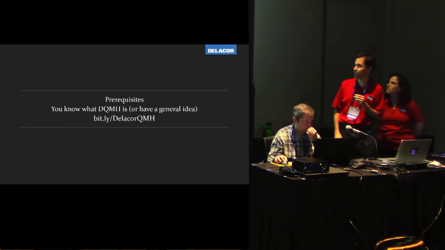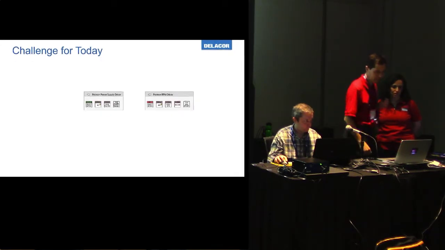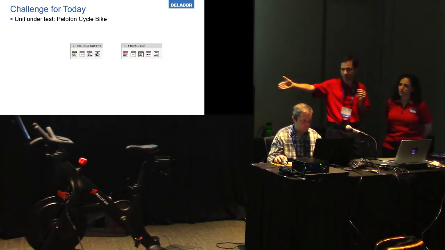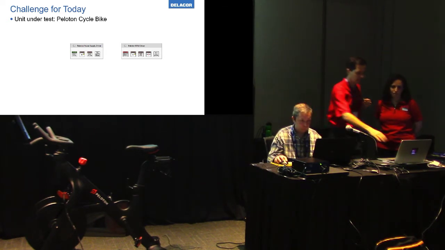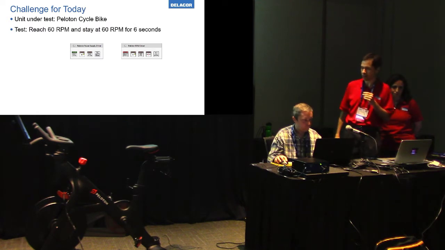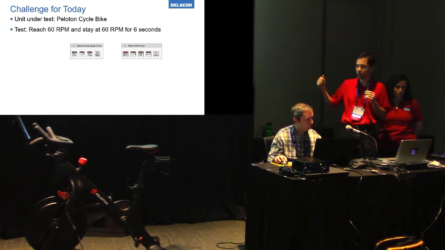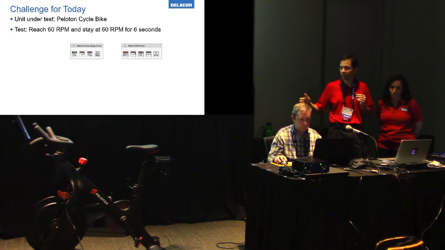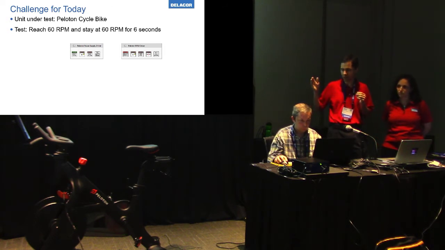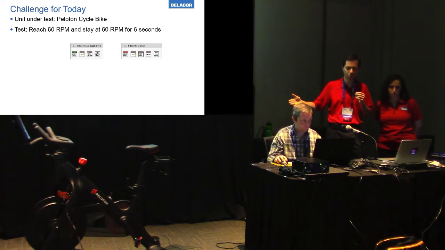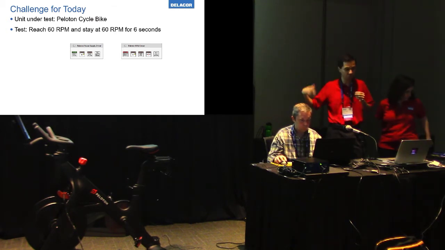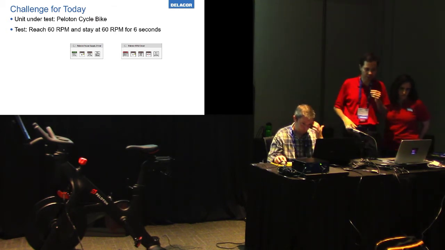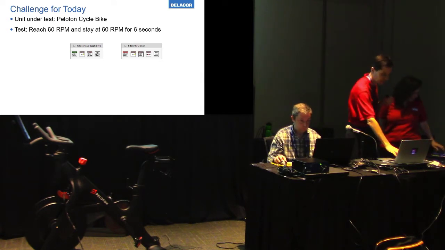So the challenge for today is we have a unit under test over there. It's a Peloton bike that just came off the manufacturing line and needs to be tested. And there are two tests we want to do. One test is we need to get the thing moving, get it up to 60 RPM, make sure that the sensors report the correct speed, that the bike is actually moving, that there's not stuff binding and manufacturing defects.